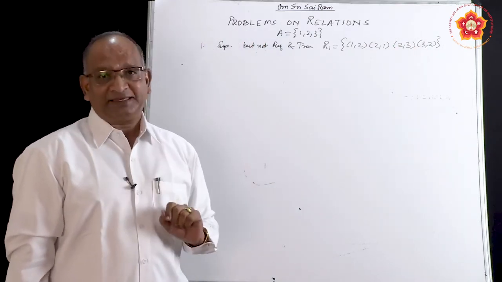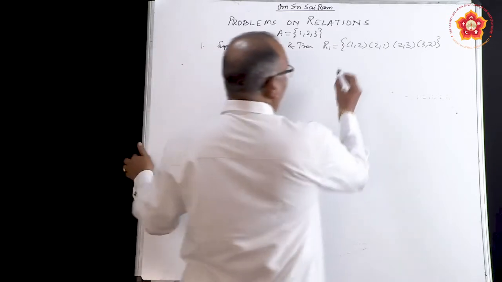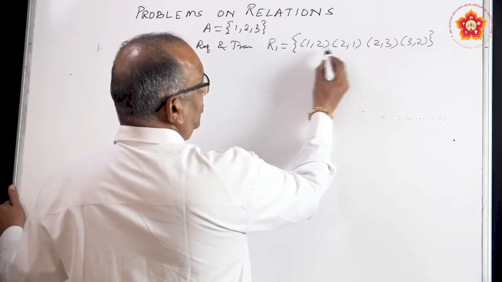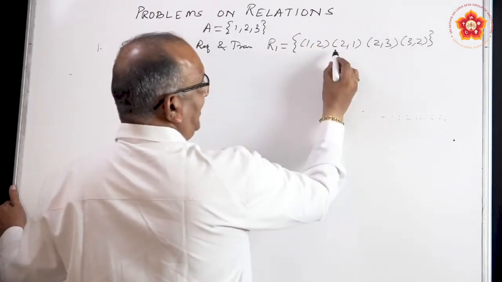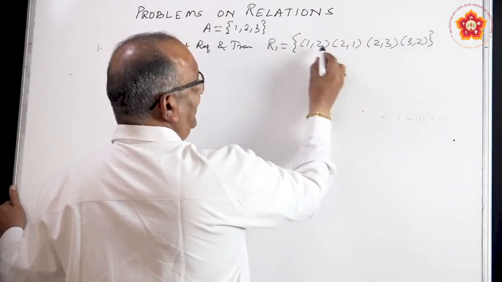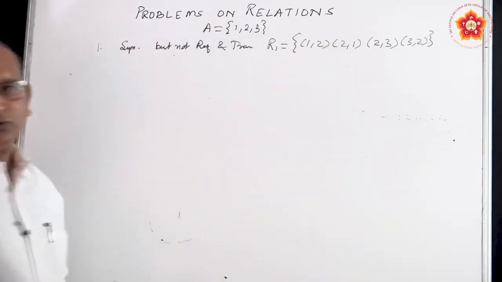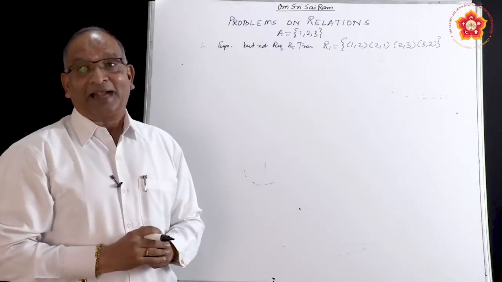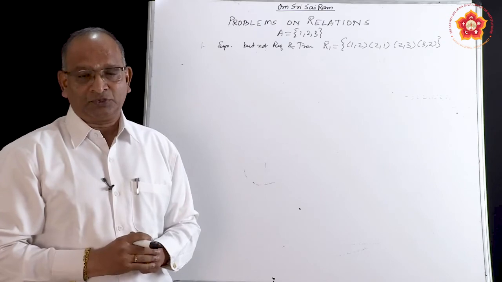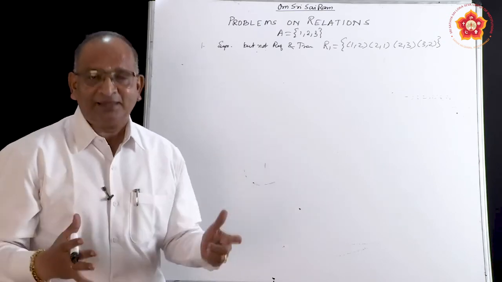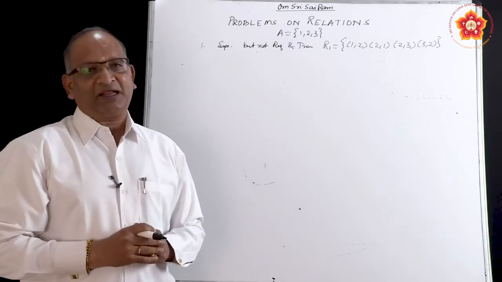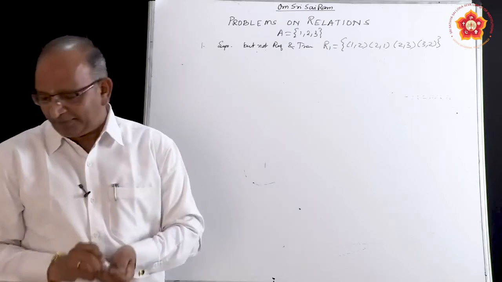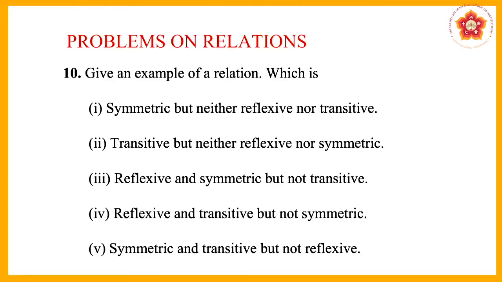It is not transitive. Why is it not transitive? 1 is related to 2, 2 is related to 1, but 1 is not related to 1. 2 is related to 1, 1 is related to 2, but 2 is not related to 2. So it is not transitive. In this way, you can write relations on your own and explain whatever requirement is there. We can fulfill that particular requirement. Let us go to the next one.